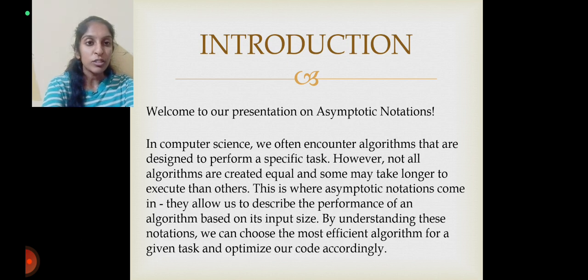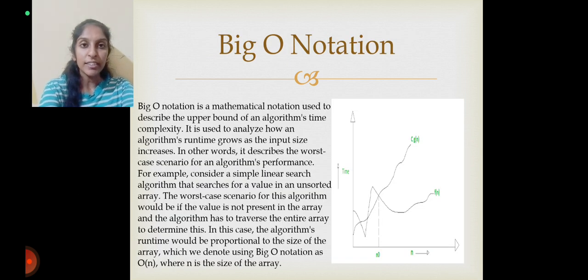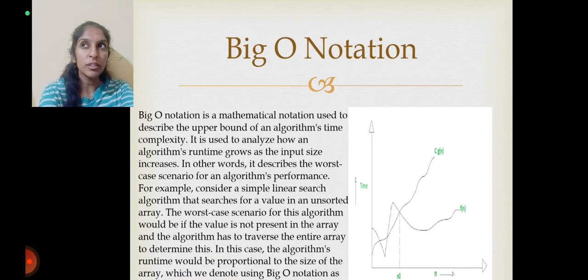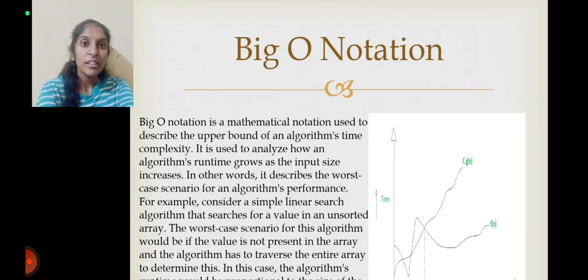They allow us to describe the performance of an algorithm based on its input size. By understanding these notations, we can choose the most efficient algorithms for a given task and optimize our code accordingly. Now let us see the big O notation. Notations are very important to describe the best case, worst case and average case.